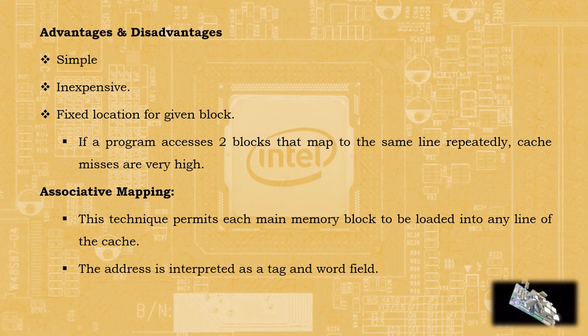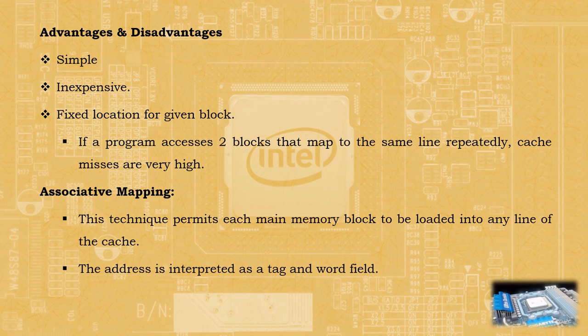Advantages and disadvantages of direct mapping. It is simple and inexpensive. It has a fixed location for a given block. If a program accesses two blocks that map to the same line repeatedly, cache misses are very high. In simple words, we can say direct mapping is predefined placement.